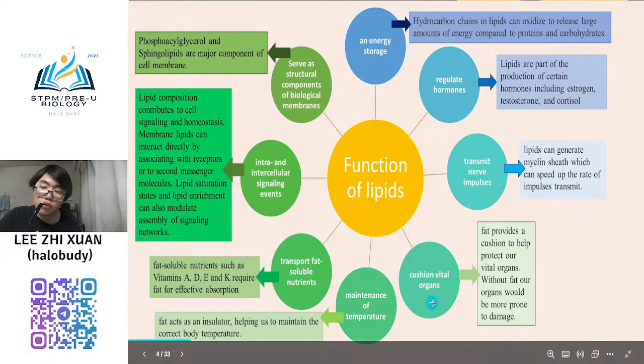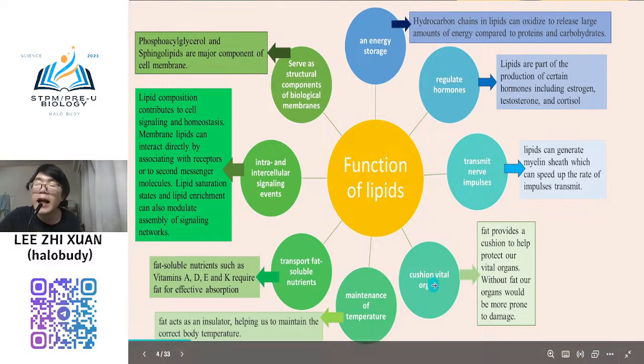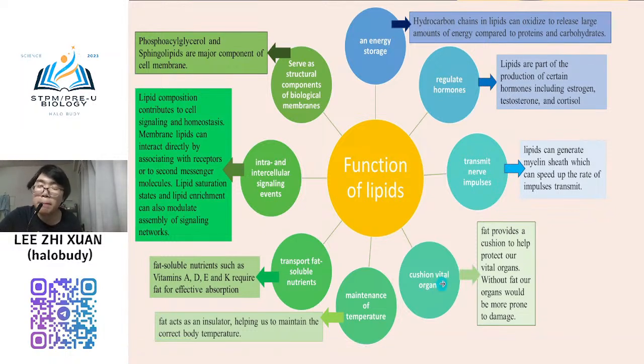Another one is cushion vital organ. It provides a cushion to help protect our organs. We can say that it is simply like a layer to protect our internal organs, especially in our stomach. Because you know that in our stomach area, we do not have bone. We only contain skin and also adipose tissue, which is fat only. This fat actually protects our internal organs, especially stomach, small intestine, large intestine, pancreas, all that. Because at that part, there is no bone to protect us.